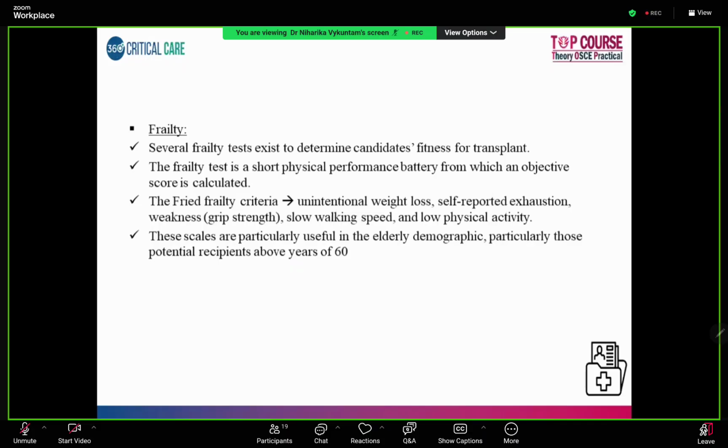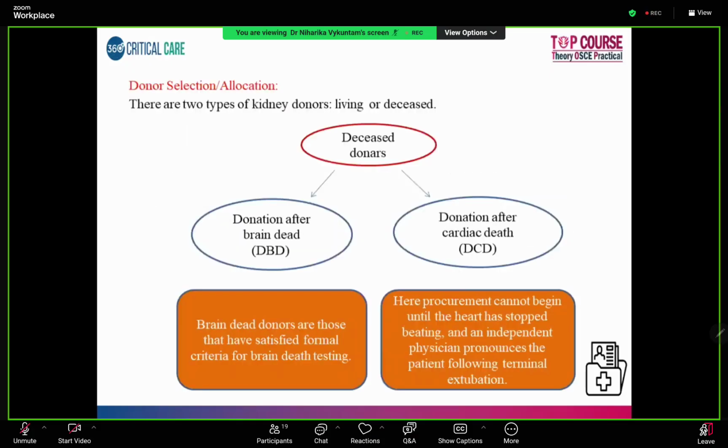You have to see whether the patient has any unintentional weight loss, if the patient has self-reported exhaustion, and you have to assess the grip strength, whether it is weak or okay. And if the patient has a slow walking speed and low physical activity, then these patients are not fit for kidney transplantation. So the frailty of the patient should also be considered. This is how you prepare the recipient for the kidney transplant and how you stabilize these patients before kidney transplantation. I think I'm clear till now.